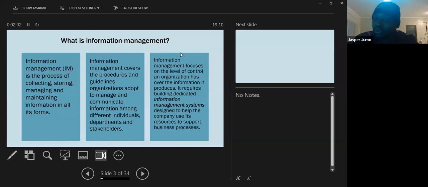So it comes in as raw information, you put it inside maybe storage systems, and then maybe you output it as reports or whatever form that you would want it at the end. So that information, when you collect it and when you maintain and use it in all those forms, that's what we call information management. General information management covers the procedures and guidelines and organizations they adopt to manage and communicate information among different individuals.